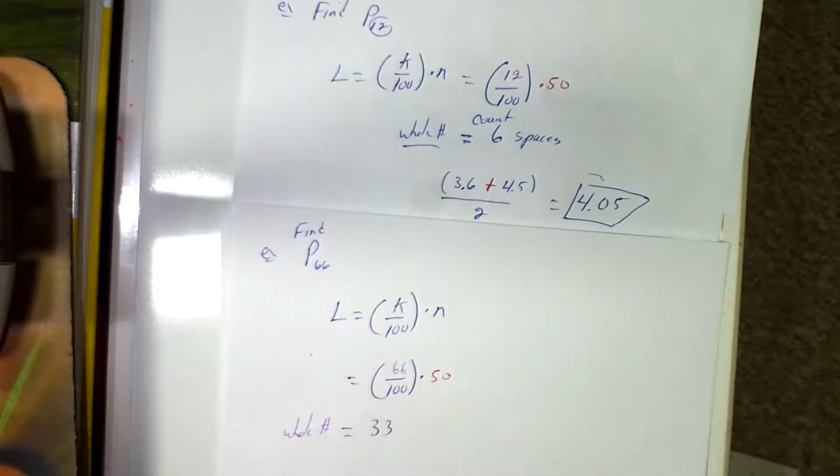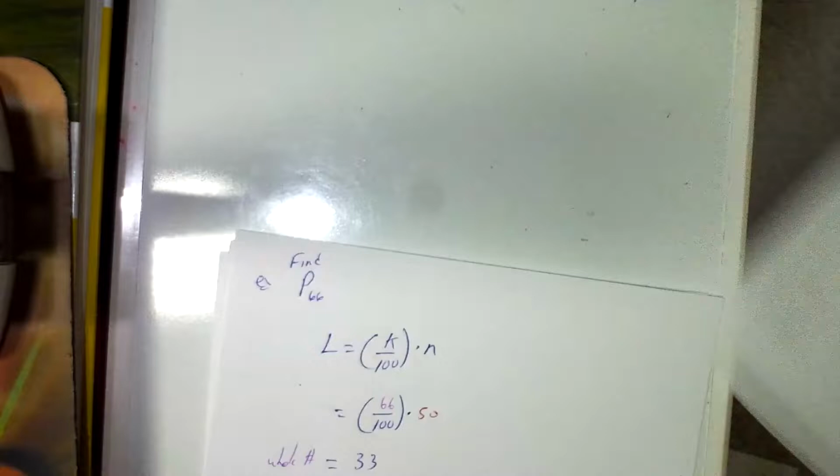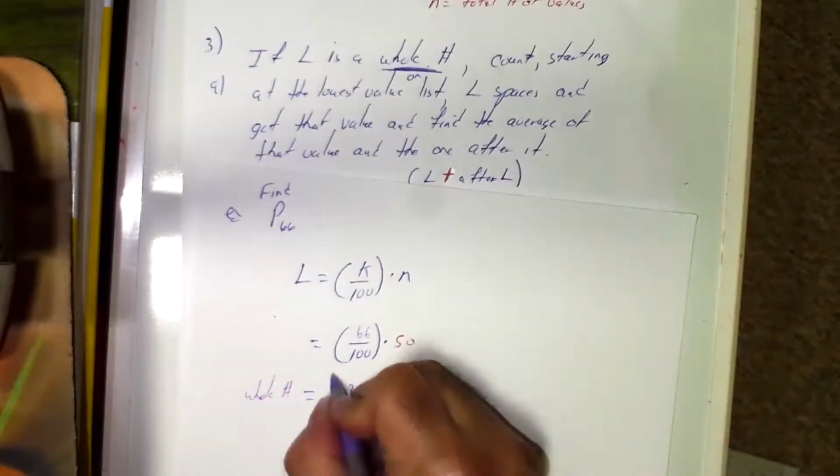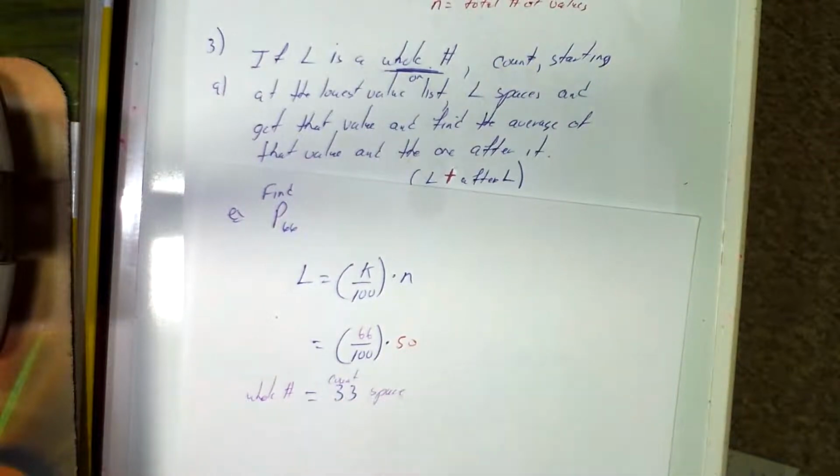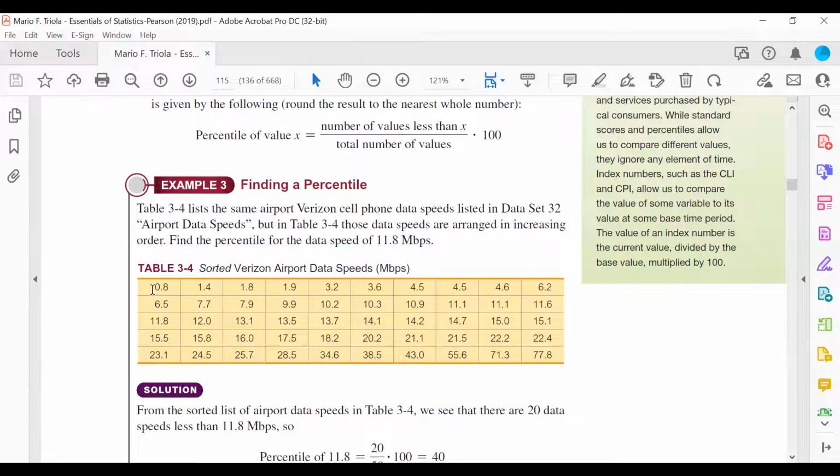So I'm going to go back to my formulas and see what it said I had to do when I got a whole number. I have to count 33 spaces. Let's go to my table. I'm going to take the number that I land on at the 33 spot, and then take the average of that one and the one right after it. It's a whole number. All right, so let's count 33 spaces. 10, 20, 30, 31, 32, 33.